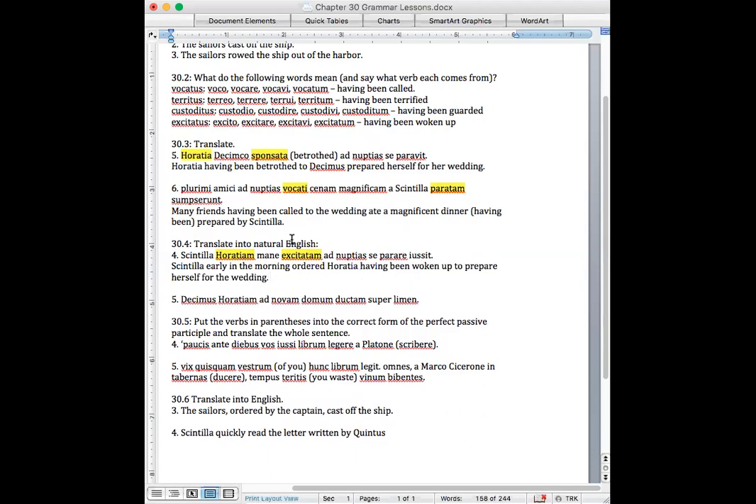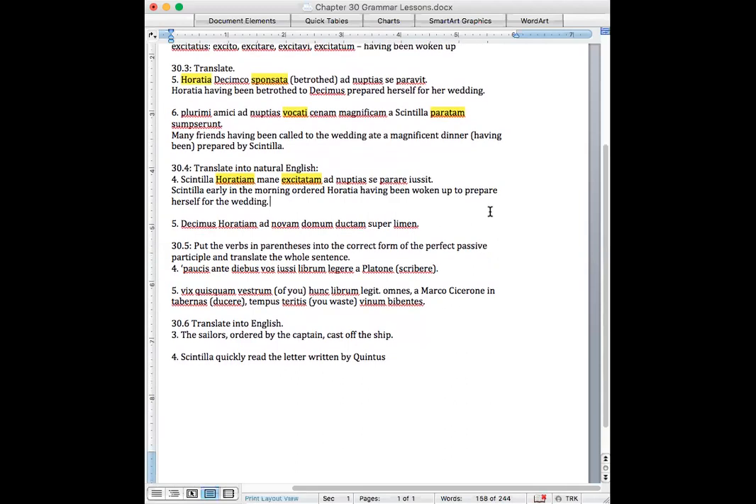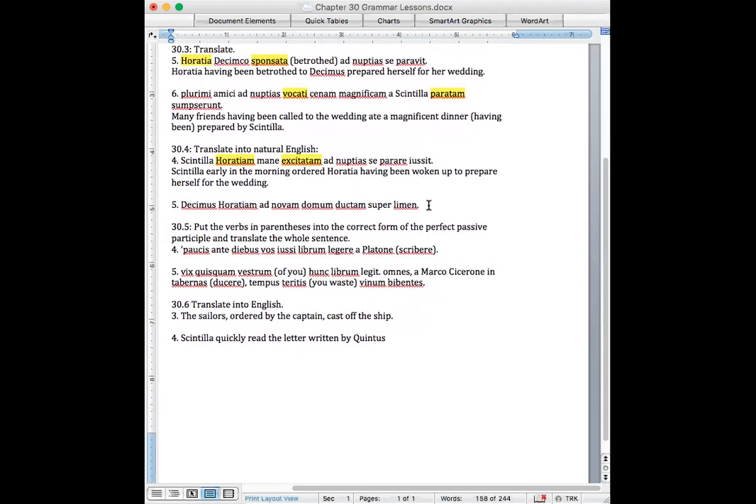Natural English, how could you do that in natural English? My brain automatically wants to do the having been. So, Scintilla ordered Horatia, who was awake, or Horatia, who already was awake, something like that. You can kind of play around with it and see what makes sense, as long as you're indicating that it's perfect, so that that time difference with the other verbs is still maintained.